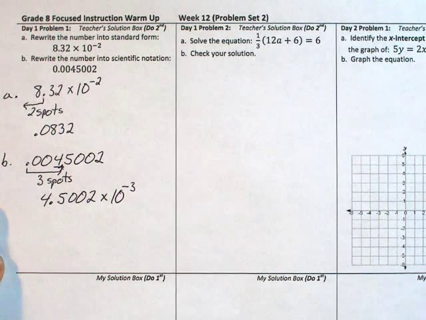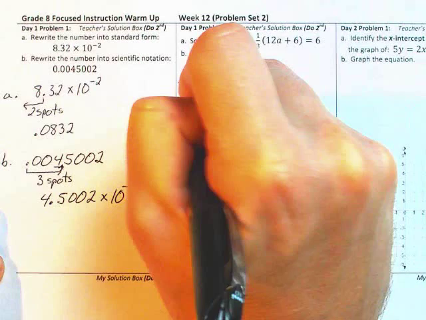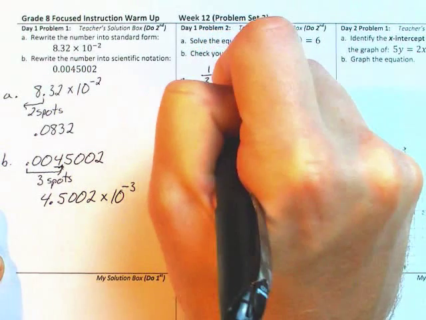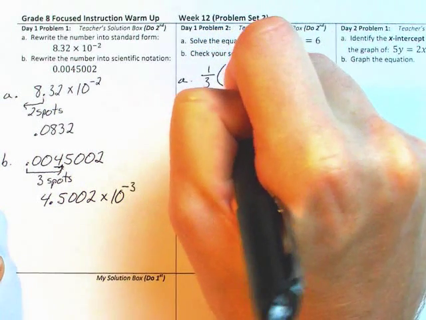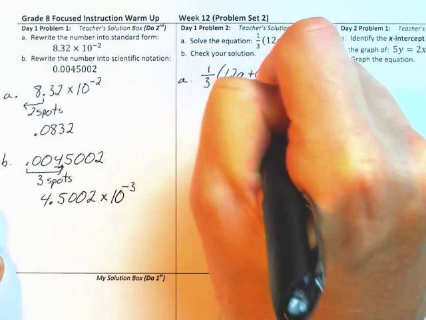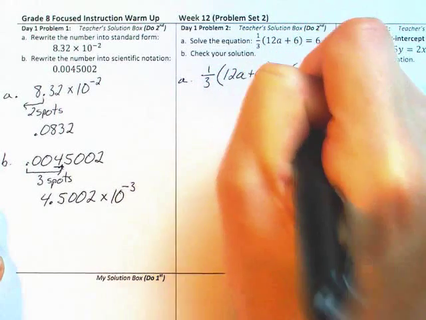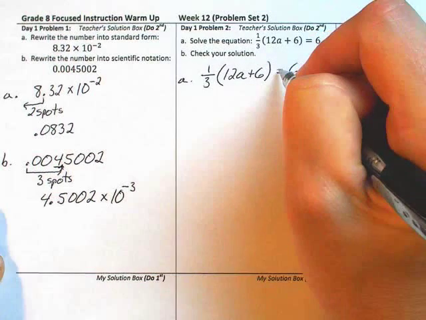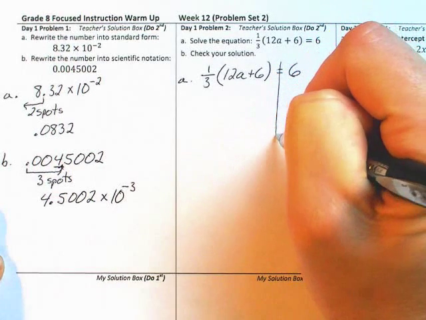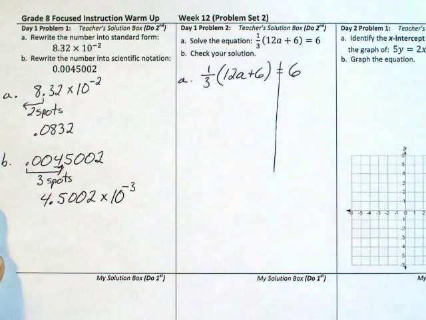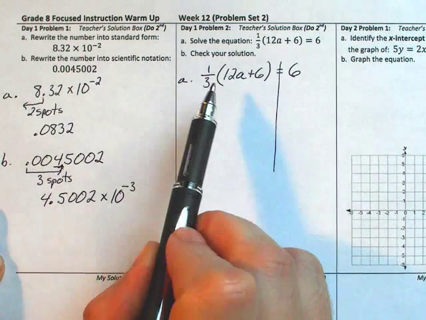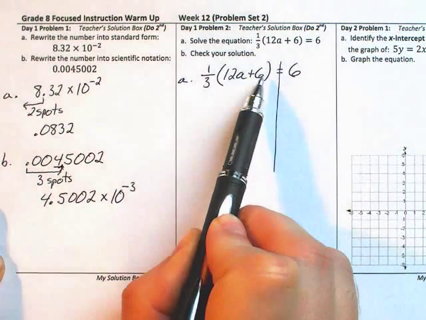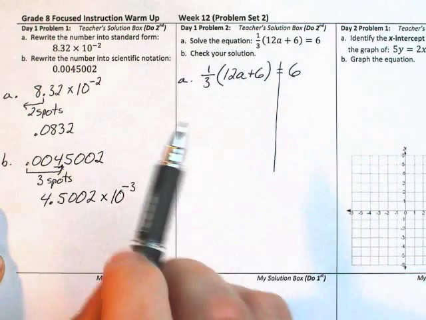Day 1, Problem 2. Solve the equation. So copy the equation. And now we want to solve this for A. So here's the equal symbol. I'm going to draw a line to help keep the left side separate from the right side and start removing all of these other numbers until I have the letter A alone.